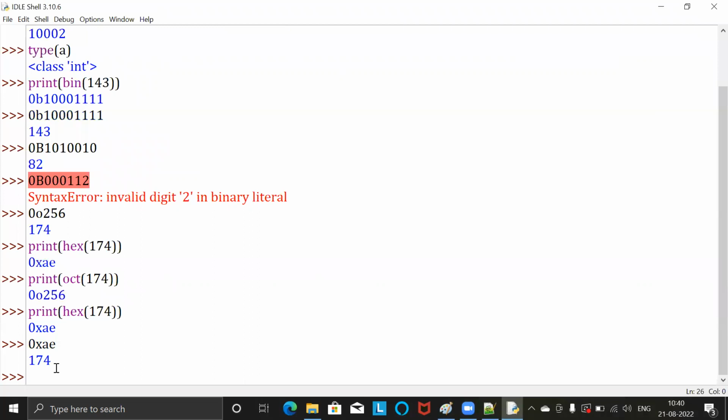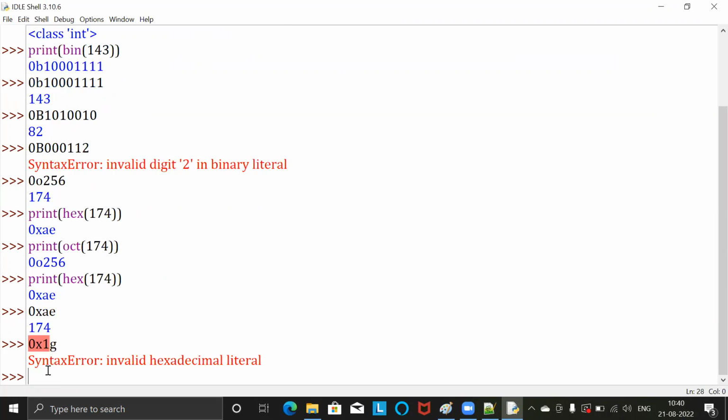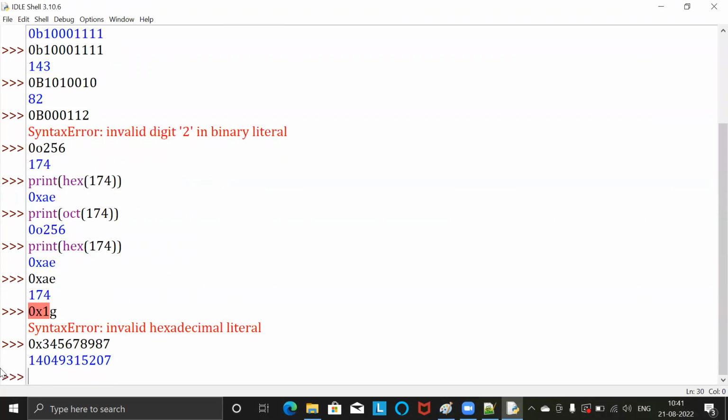The value is 174. But in place of A to F, here I take G. Sorry, here 1 is acceptable, but G is not acceptable because hexadecimal accepts up to A to F alphabets only. But here I take G, so it simply throws a syntax error, invalid hexadecimal literal, like that. For here 0x, the hexa value of 345678987 is 14049315207.